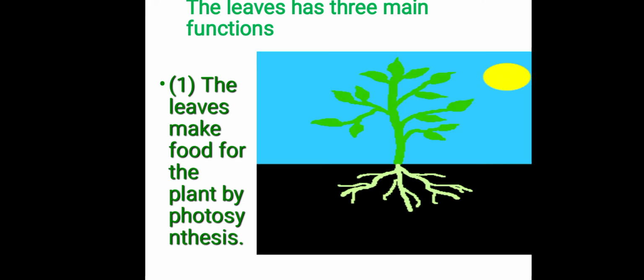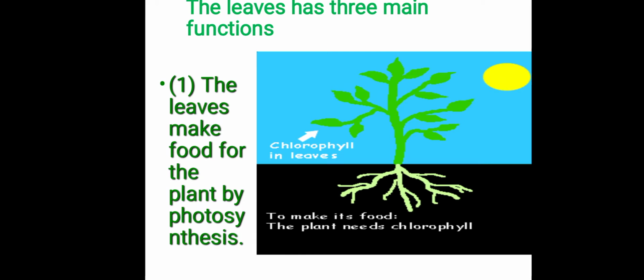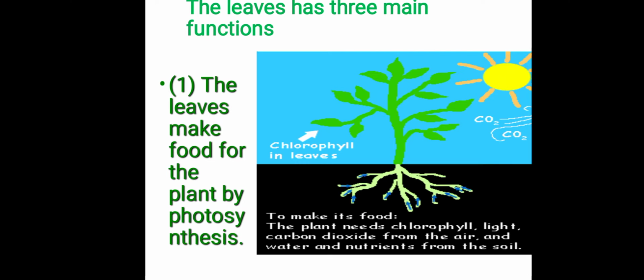Now, today we'll be learning about the functions of the leaves, the three main functions. The leaves make food for the plant by photosynthesis. The main function of the leaf is to prepare food for the plant, and the process is called photosynthesis. To make its food, the plant needs chlorophyll, light, carbon dioxide from the air, water, and nutrients from the soil.